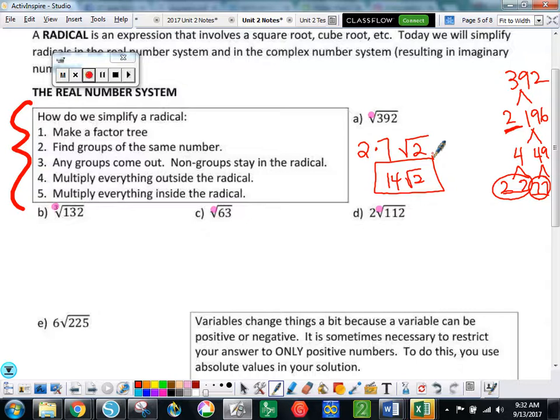So let's do that again. On part B, we're looking for groups of what this time? The index is 3, so we have to find groups of 3. So this index right here matters. Okay, what goes into 132?